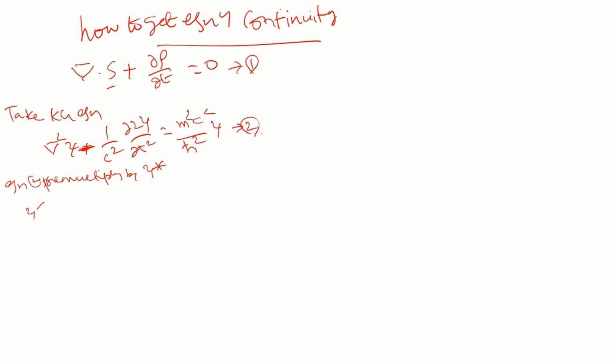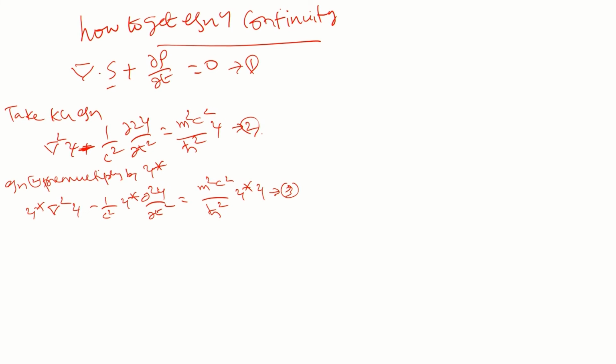So it is ψ* ∇²ψ − (1/c²) ψ* ∂²ψ/∂t² = (m²c²/ħ²) ψ*ψ. This m²c²/ħ² is a constant. A constant can be kept anywhere in the equation. Here ψ* is behind the constant, so it should be pre-multiplying, meaning it should be before ψ. That we have followed here. Let it be equation 3.